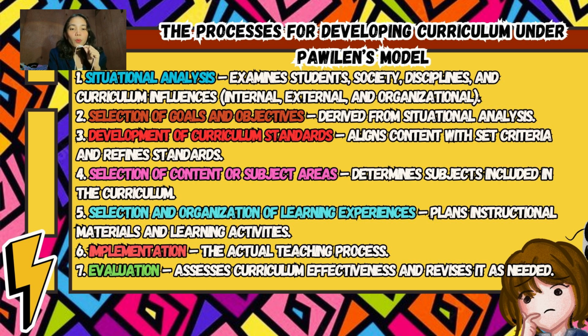So fourth, we have selection of content or subject areas. This determines subjects included in the curriculum. So fifth, selection and organization of learning experiences, the plans, instructional materials, and learning activities. So sixth, implementation. This is the actual teaching process of the teachers, right? So seventh, evaluation. This could be the last, that assesses curriculum effectiveness and revises it as needed.